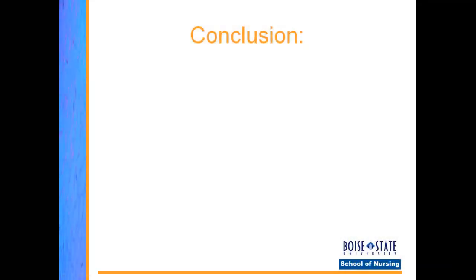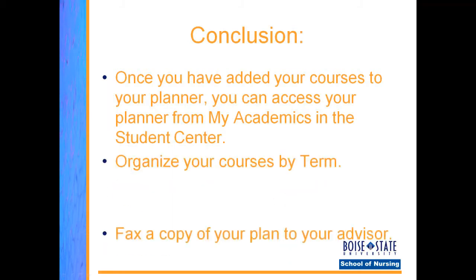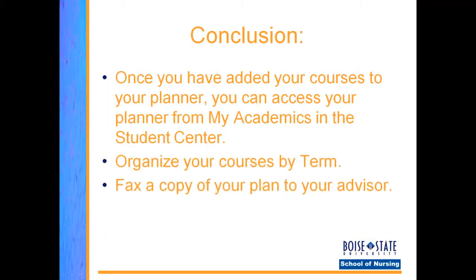To conclude Part 9, remember, first, once you have added your courses to your planner, you can access your planner from My Academics in the Student Center. Second, organize your courses by term. Third, fax a copy of your plan to your advisor. As always, you can reach your advisor at 208-426-1768 to obtain the most current fax number.